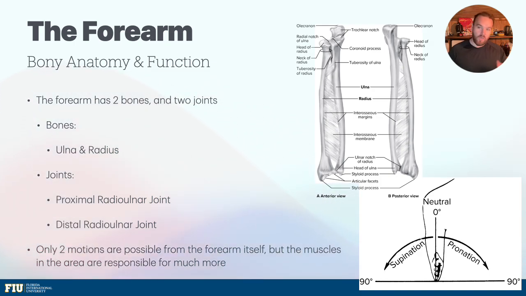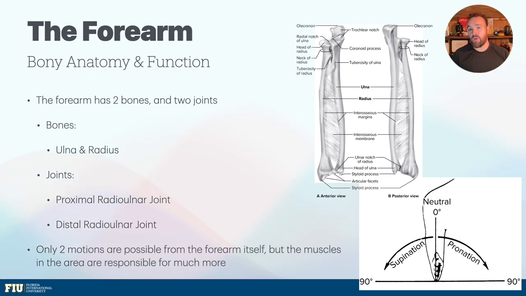Right, so I want you to think about the two different ways that we're able to move the forearm here, right? And when we talk about the motions of the forearm specifically, which would be pronation and supination, those are the only two, right?